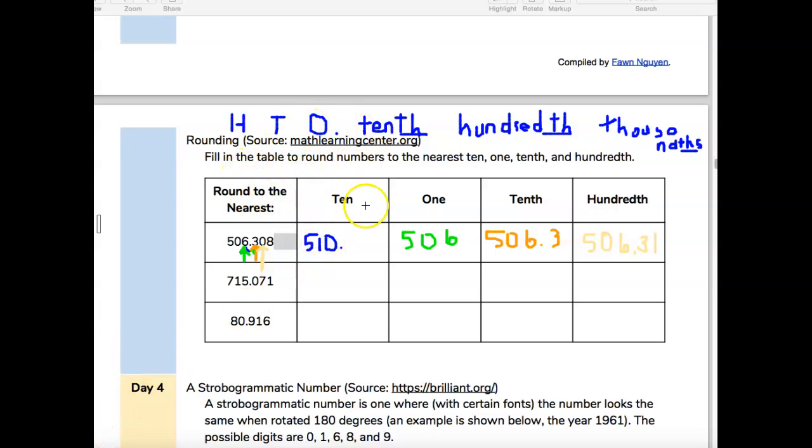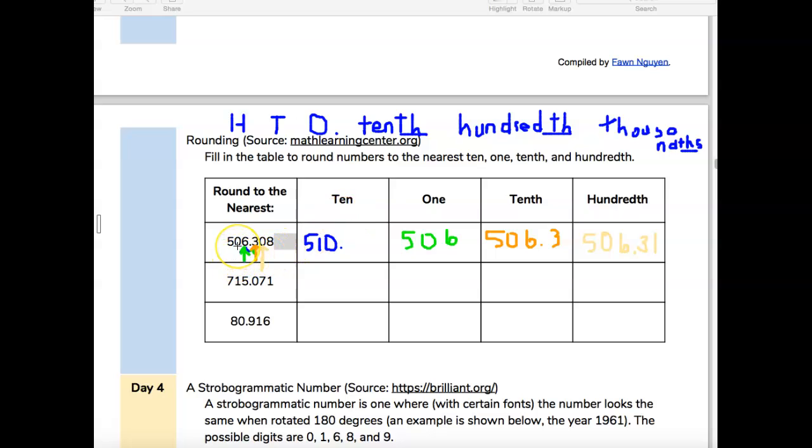So let's take a look at this table. And we have 506.308. This is the thousands place, or I'm sorry, hundreds place, tens place, ones place, 6 is in the ones place, tenths, hundredths, thousandths. Okay? So it says we have to round to the nearest 10.